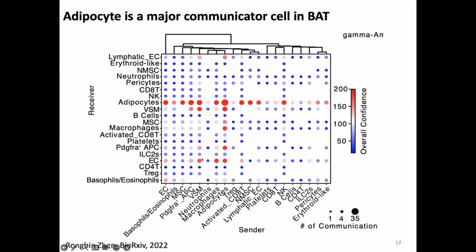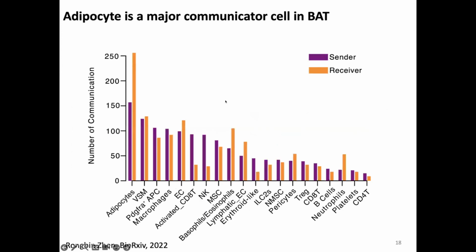And we found that the adipocytes seem likely to be the major cell types involved in those communications, no matter whether the communication is sent out by adipocytes or received by adipocytes. This figure further shows that the number of communications detected by the algorithm appears to be the largest in the adipocytes compared to the other cell types.